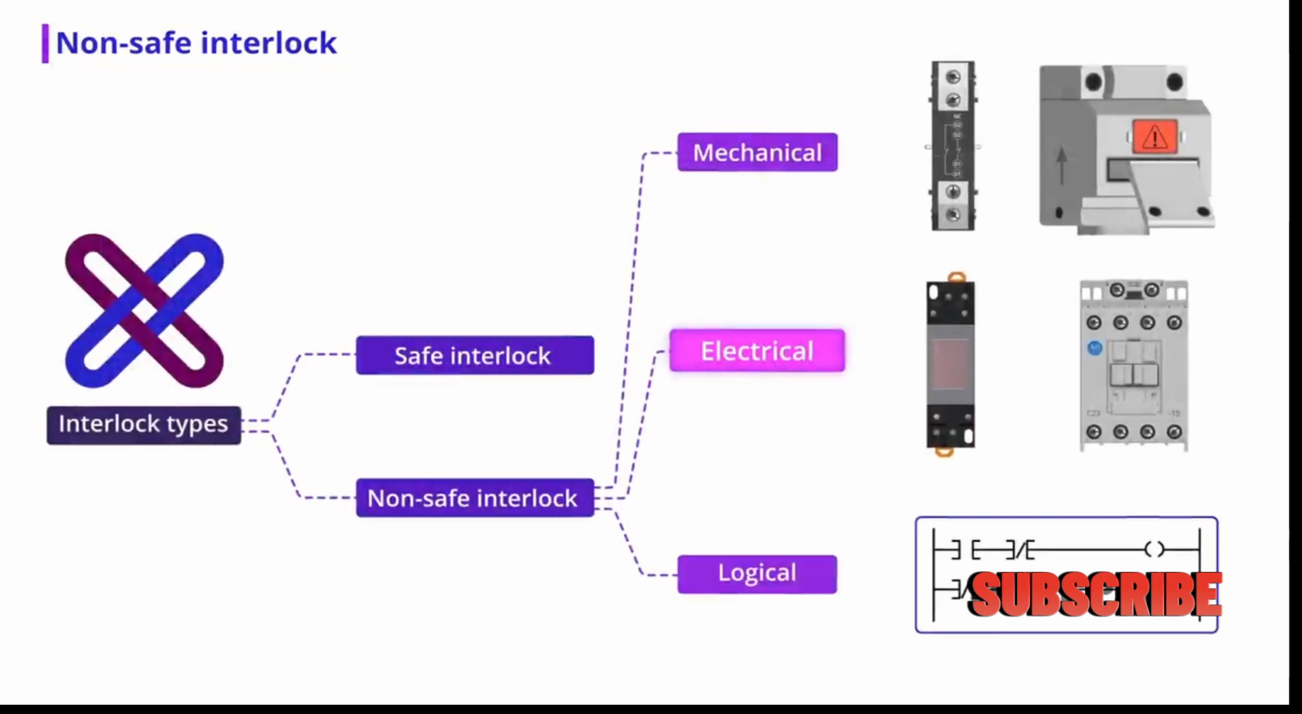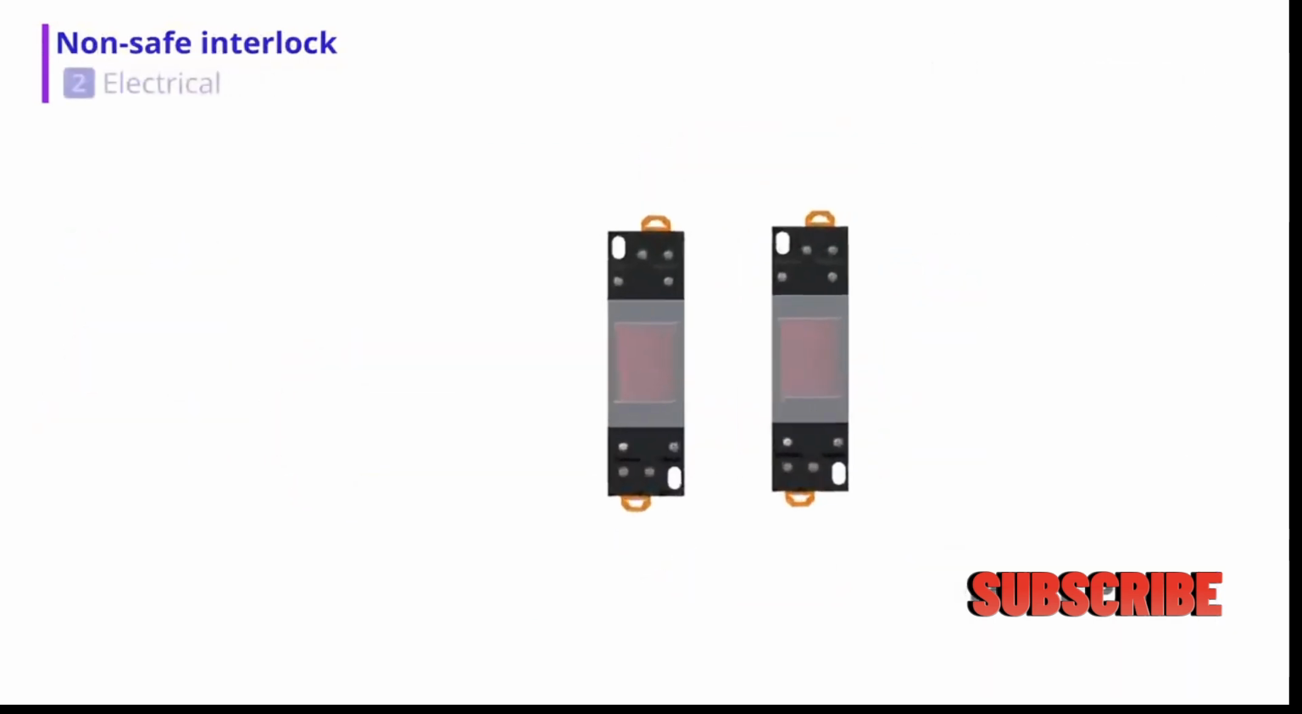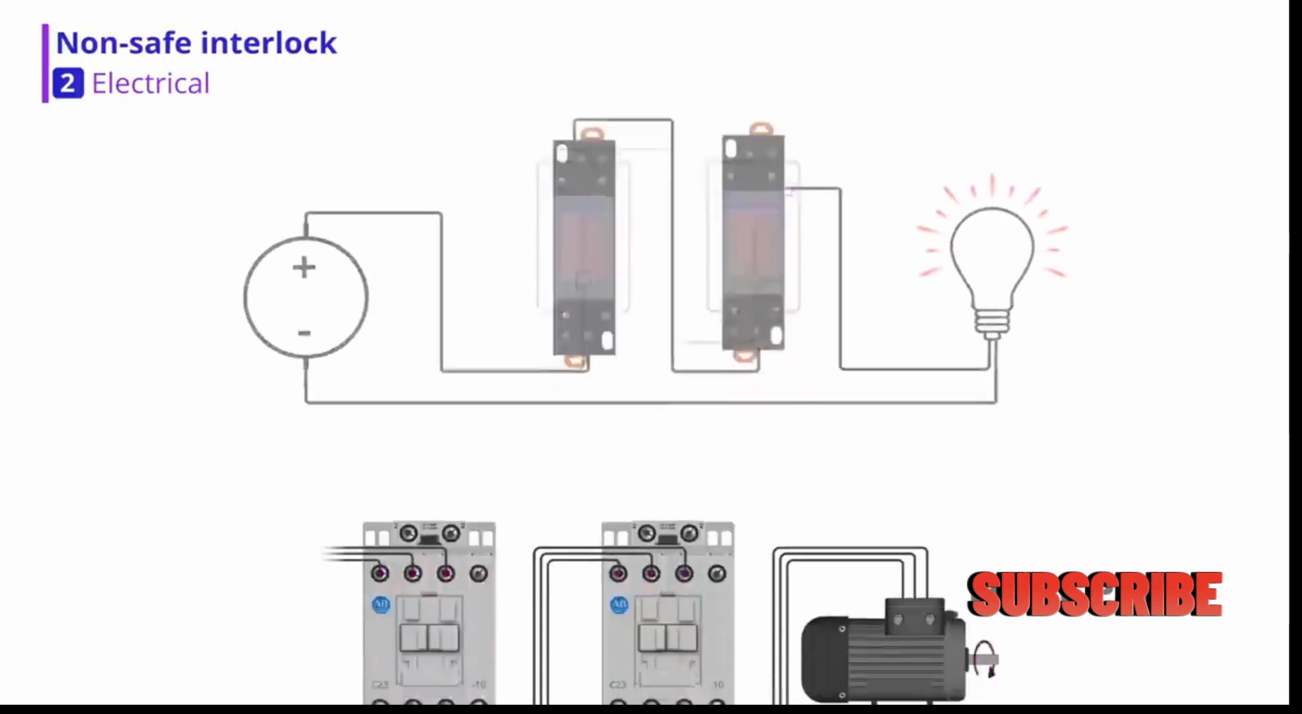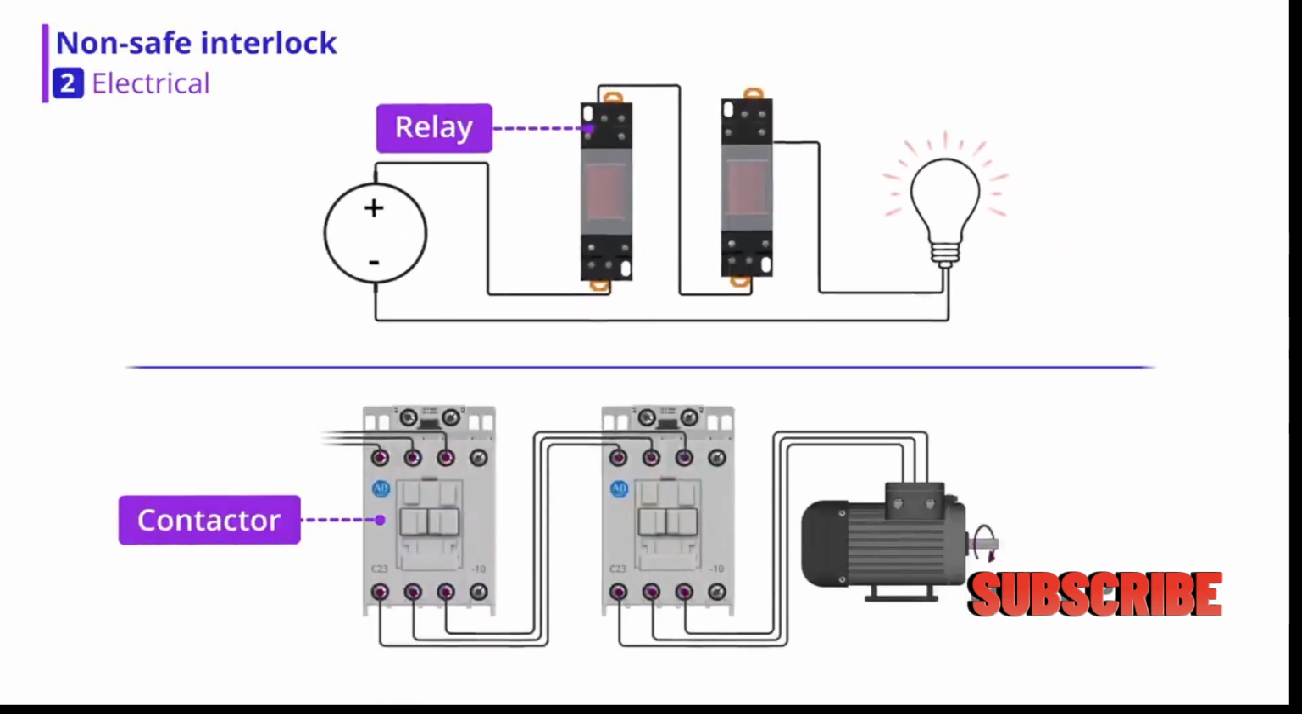I will now explain an electrical interlock. An electrical interlock is an interlock that is used to restrict current flow between two or more devices. These types of interlocks use normally open and normally closed contacts to prevent another device from turning on. Relays and contactors are typically used as electrical interlocks.